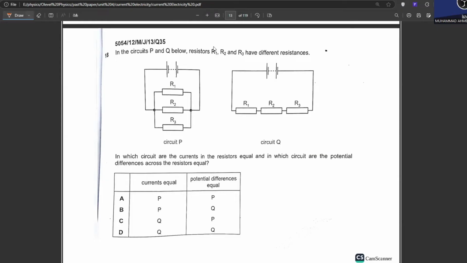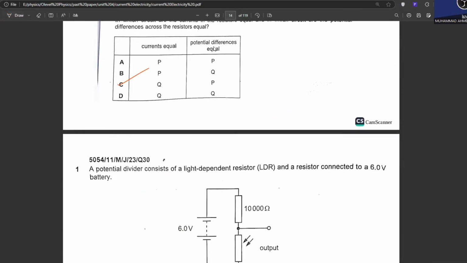The currents are equal in series circuits. Where is the series circuit? Circuit Q. The potential differences are equal in parallel circuits. Where is parallel circuit? Circuit P. C is your answer. Let's further move ahead.